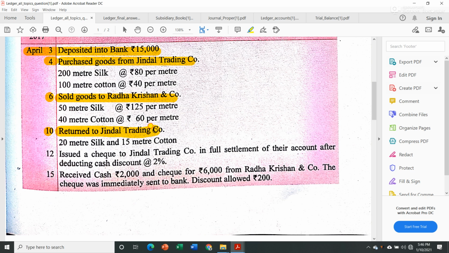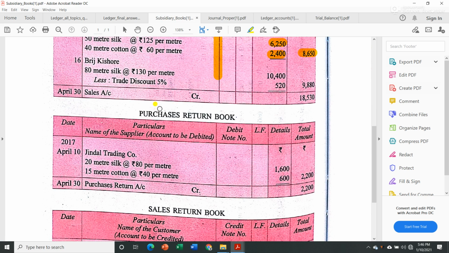Returned to Jindal Trading and Company. Now who is this Jindal Trading Company? The one from whom we purchased goods on credit. That means we are returning goods to them. It is purchase return. So we will prepare purchase return book. Here Jindal Trading and Company, here is the information of goods that we have returned them, and altogether amount is 2,200.